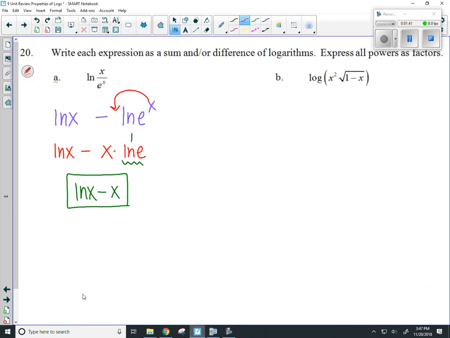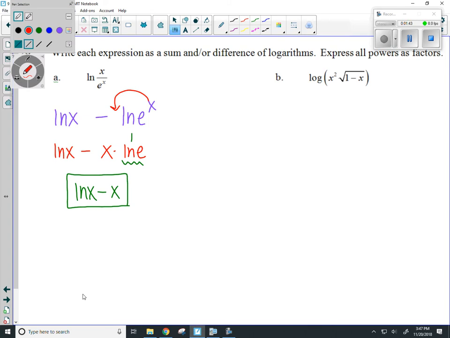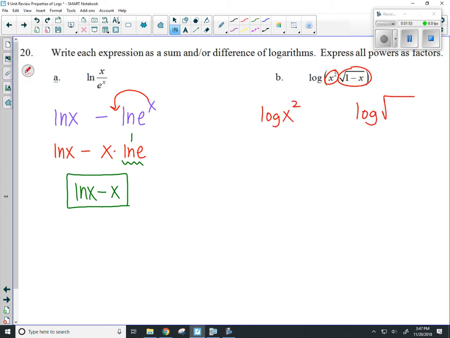If I look at option B, for this one, we have two logs being multiplied together on the inside. So I'm going to start by putting two separate logarithms with the two things that were being multiplied together. And since they're being multiplied together, it's going to be addition in the middle.